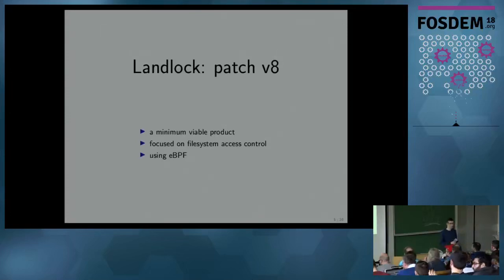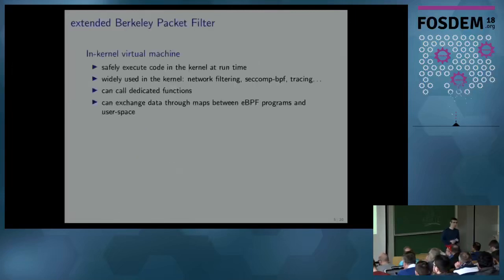It is focused on file system access control, which is one of the most difficult kernel resources to enforce access control on. And underneath, it is powered by eBPF. So what is eBPF? eBPF stands for Extended Berkeley Packet Filter. It came from the classic BPF that you may know if you use tcpdump or Wireshark to filter network packets. eBPF is an in-kernel virtual machine which is designed to safely execute code in the kernel, and this code is loaded by user space and may be loaded by unprivileged processes as well. It is already widely used in the kernel, for example for network filtering, seccomp BPF uses it internally, and tracing, debugging, and a lot of other stuff.